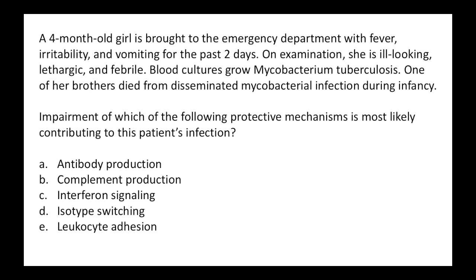Nope. Okay. First question. A 4-month-old girl is brought to the emergency department with fever, irritability, and vomiting for the past 2 days. On exam, she is ill-looking, lethargic, and febrile. Blood cultures grow Mycobacterium tuberculosis. One of her brothers died from disseminated mycobacterial infection during infancy. Impairment of which of the following protective mechanisms is most likely contributing to this patient's infection? Antibody production, complement production, interferon signaling, isotype switching, or leukocyte adhesion.